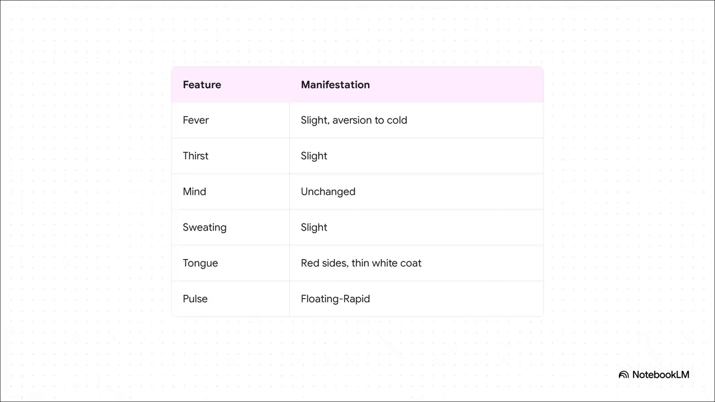The signs of this first battle at the Wei level, they're probably going to sound pretty familiar to you. You get a little bit of a fever, but at the same time, you feel chilled, and you really want to bundle up, right? You might be a little thirsty, maybe a little sweaty, but your mind is totally clear. These symptoms tell us that the fight is all happening on the exterior. Your body is definitely reacting, but the invader hasn't broken through the main gates just yet.